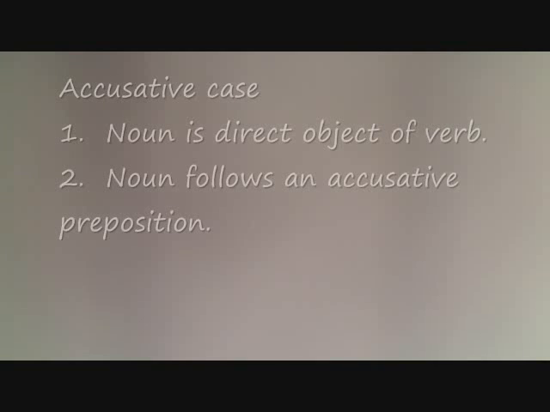So today we are going to look at the accusative case, and first we have to know what the accusative case is. An accusative case occurs 2 times in the German language. The first time is when the noun is the direct object of a verb, and the second time is when the noun follows an accusative preposition. So let's go ahead and look at the first instance.